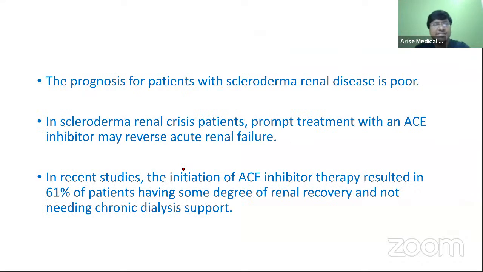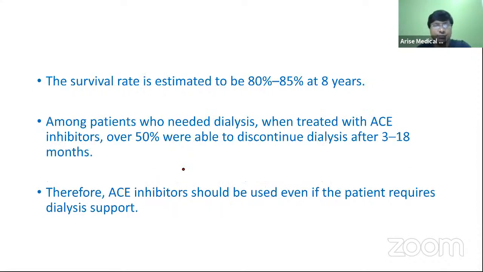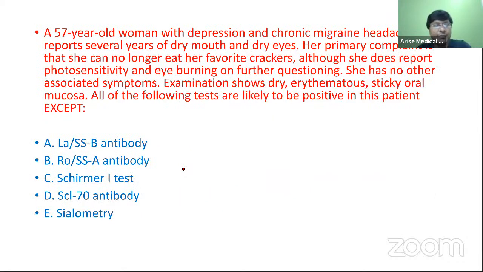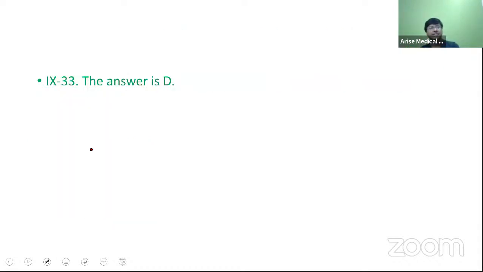Next. Now, this is an image-based question related to Sjogren syndrome. In Sjogren syndrome, we do anti-Ro, anti-La antibody testing, Schirmer's test, as well as cytometry. Whereas Scl-70 antibody is the test which is done for scleroderma, but not for Sjogren syndrome. The question asked is except, so the answer will be Scl-70 antibody.